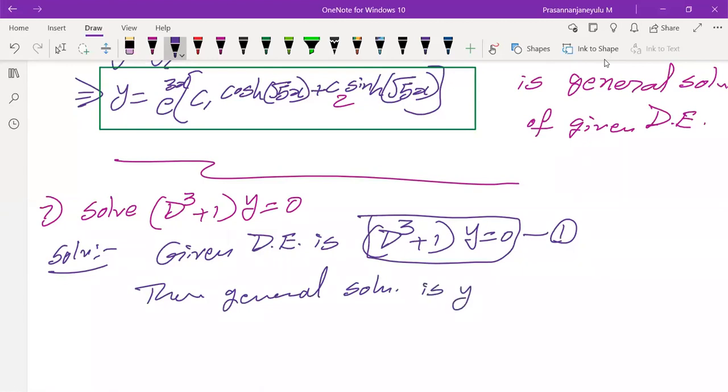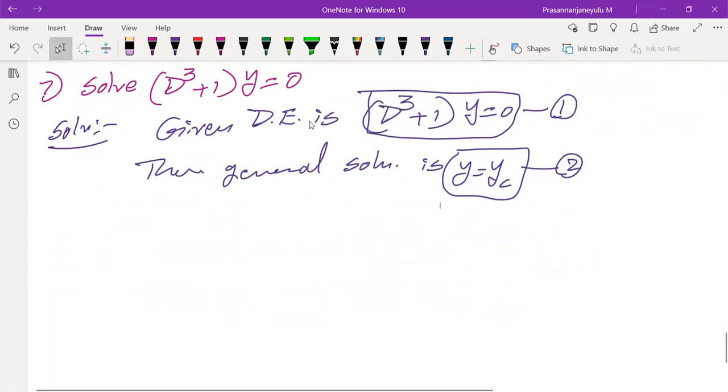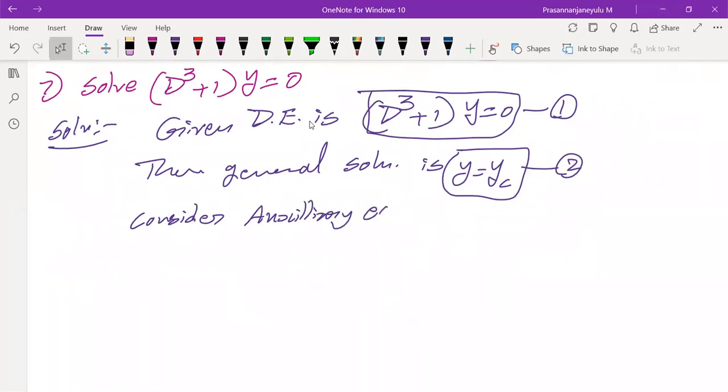Okay, but what is the general solution? y equals, simply by C, taking this as equation number 2. Now we need to consider the auxiliary equation. Why do we have to consider the auxiliary equation? For finding the complementary solution. Consider the auxiliary equation f of m equals 0. That implies m cubed plus 1 equals 0.